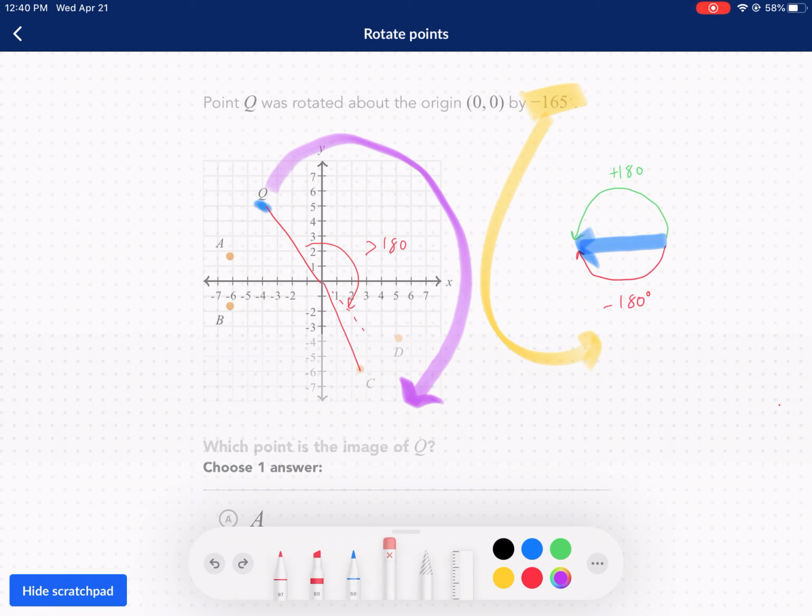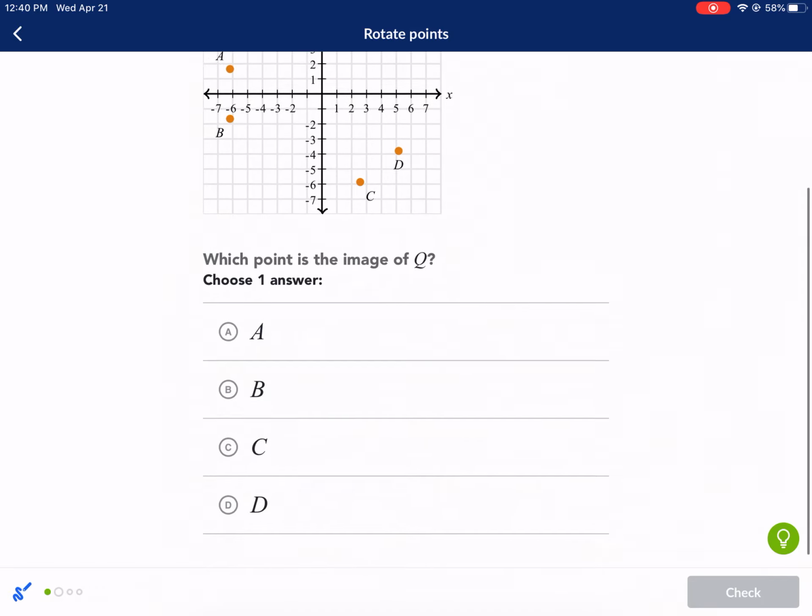So let's check out D and make sure that's less than 180. I'll make my line to the origin. That's my center of rotation, so you always connect to the origin. And then I'm going to connect it to D, and it looks like I'm a little short of 180, and that's what I need. I need this to be negative 165, not 180, so it's going to be D for my answer here.